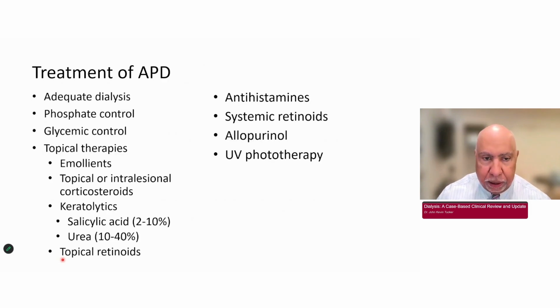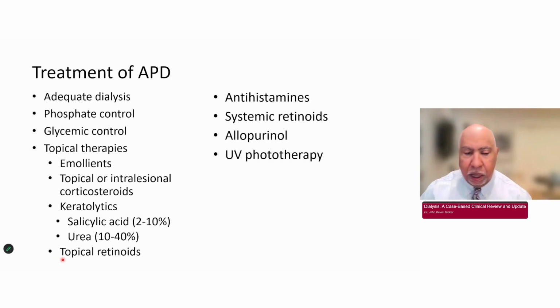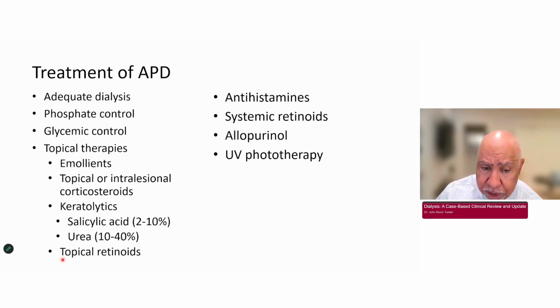In terms of treatment, making sure the patient's receiving adequate dialysis, phosphate control, glycemic control, topical therapies, including things like emollients, topical or intralesional corticosteroids may be effective. Keratolytics like salicylic acid and urea may be effective in some patients. Topical retinoids have been tried. Antihistamines, systemic retinoids, and allopurinol have been tried with some success. And then finally, for those patients who have really resistant APD, UV phototherapy has been used in some instances. This is very difficult to do for our dialysis patients because they're already committed to coming to dialysis 3 times per week.